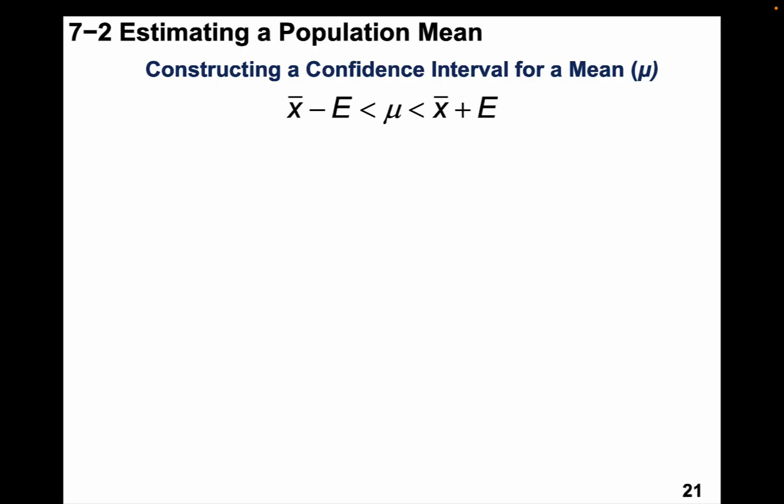Constructing a confidence interval for a mean mu would look very similar to the ones in section 7.1, except instead of p hat and p in the center, we are using x bar and mu. The E is still the margin of error.